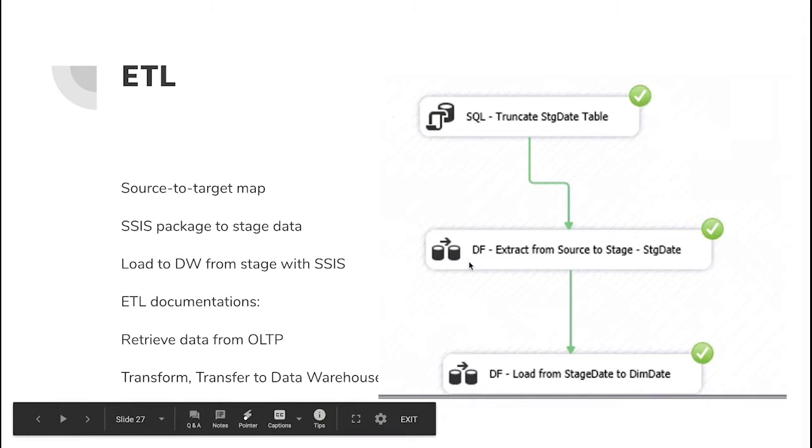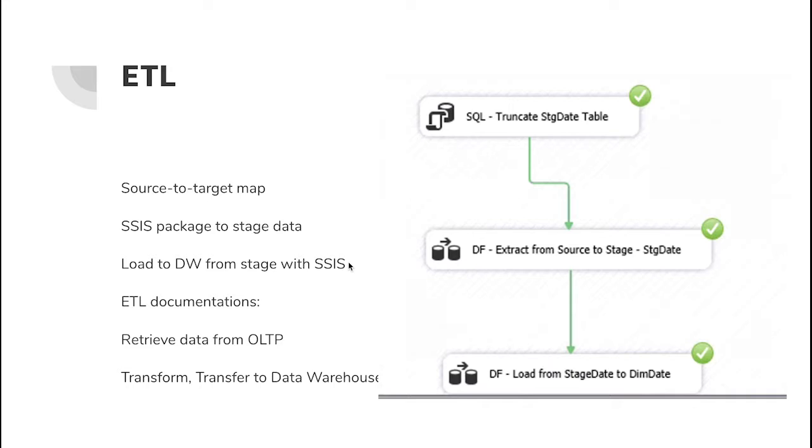Detailed dimensional modeling process, we're going to walk you through our ETL process. So we did this using what's known as the source to target map and the SQL Server Integration Services package to stage our data and to load it to the data warehouse from our stages. We also referred to our ETL documentation along the way. So we first staged the data from the source tables.